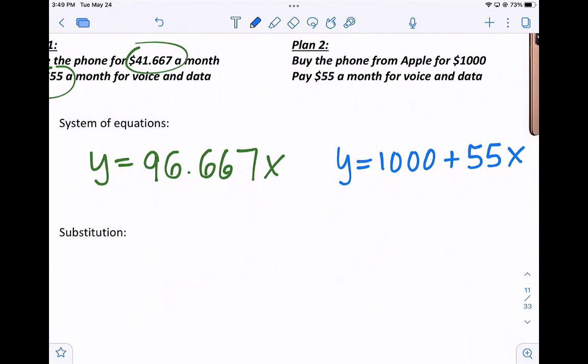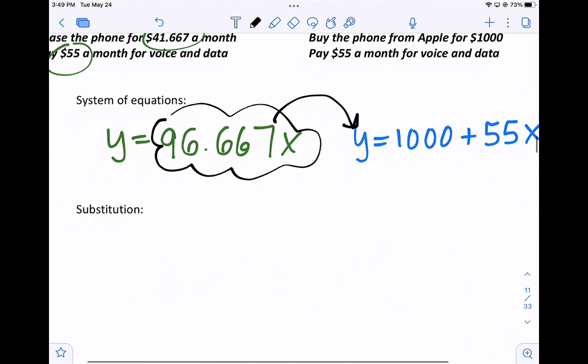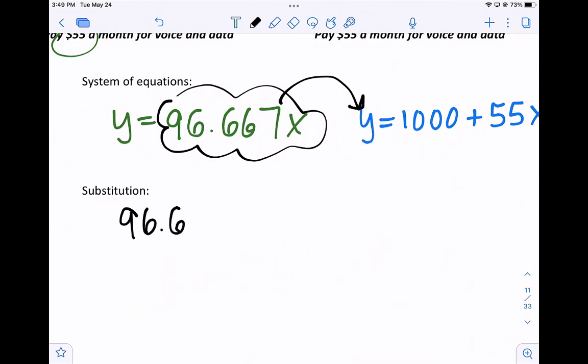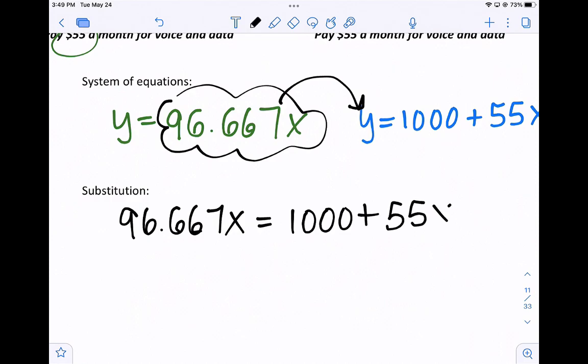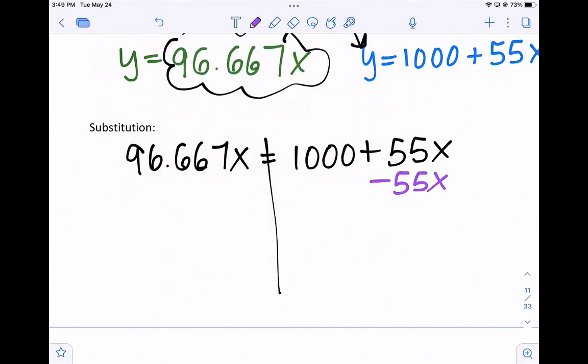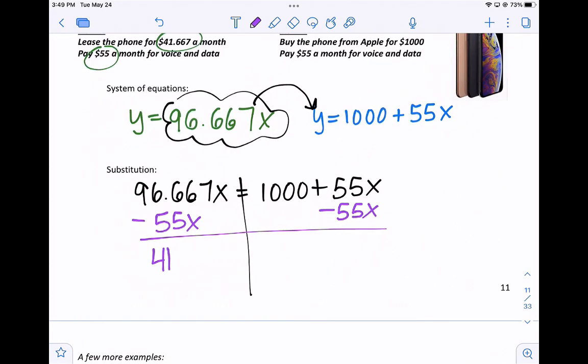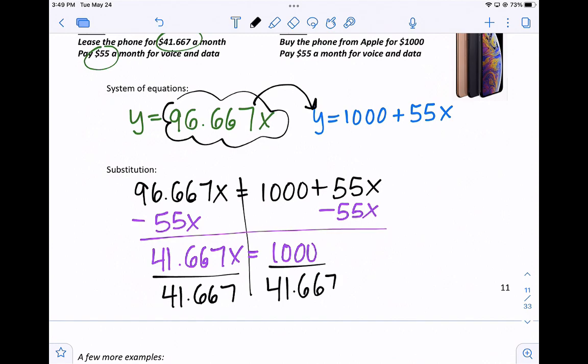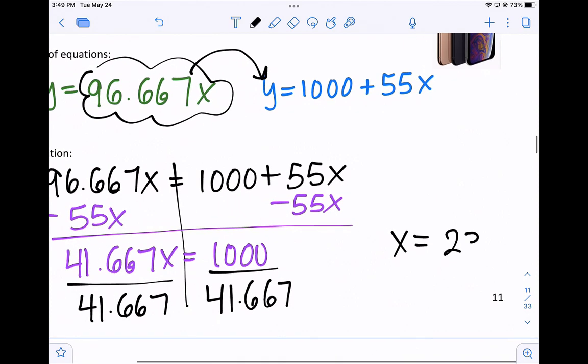So to use substitution, they both are y equals. So you can just set them equal. You can just plug in or substitute for y. So 96.667x equals 1,000 plus 55x. And then you can solve that. So we'll subtract 55x from each side. We'll get 41.667x equals 1,000. Divide by 41.667. So x is, I think it's like 23.99.